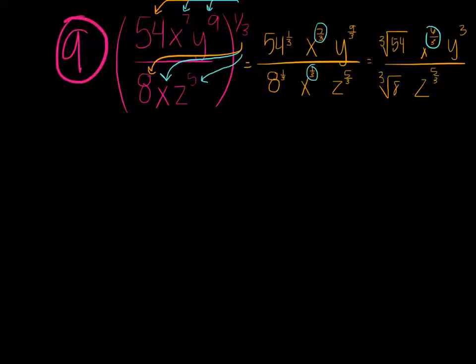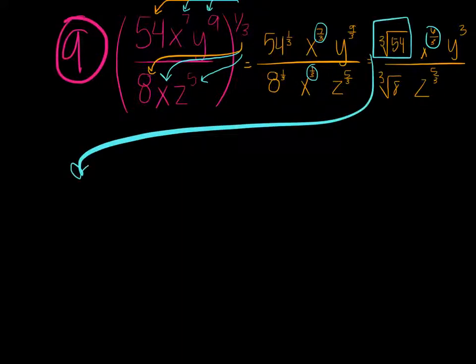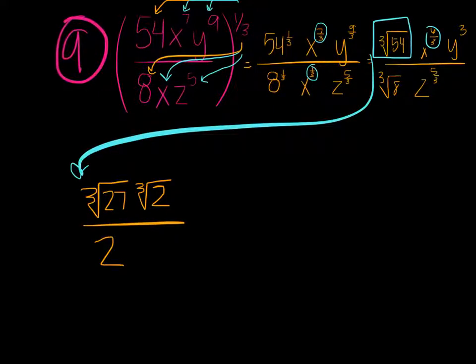So the next thing I'm going to do is break down the cubed root of 54. So the cubed root of 54 breaks down into the perfect cube of 27, and it goes in 2 times. And then the cubed root of 8 is 2. So we've got all the numbery types of things taken care of. On top, we've got x to the 6 divided by 3, which is just x squared, and then y cubed. On the bottom still, we have z to the 5/3, so we'll deal with that in just a second.